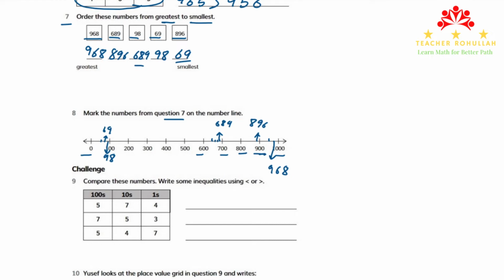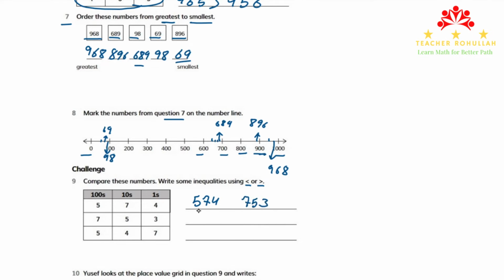We now move to question number 9. In question number 9, it says, compare these numbers. Write some inequality using the smaller sign or the bigger sign. The first number is 574. The second number is 753.